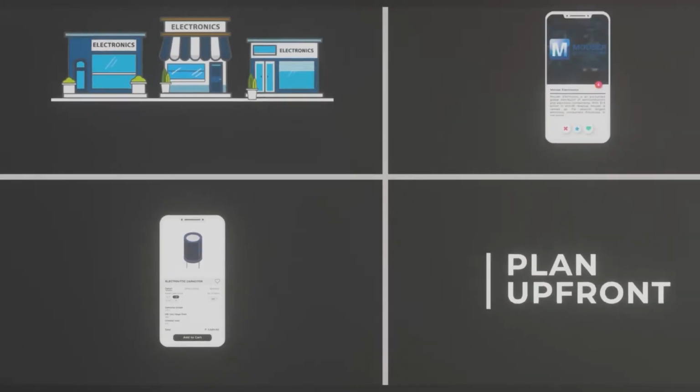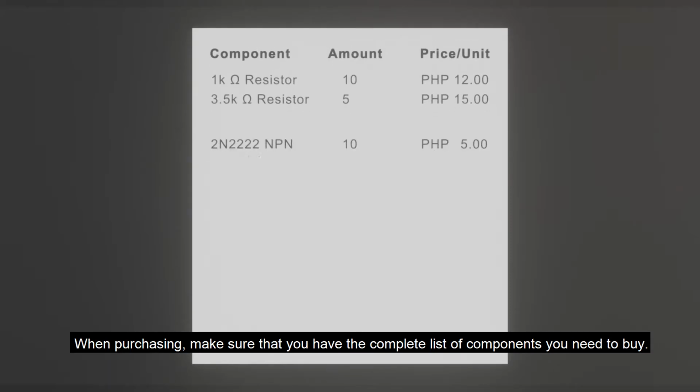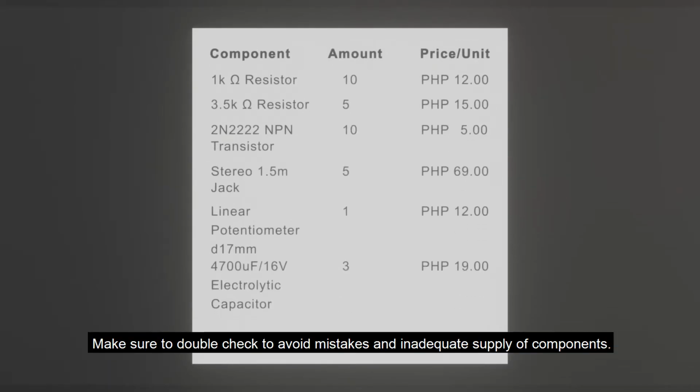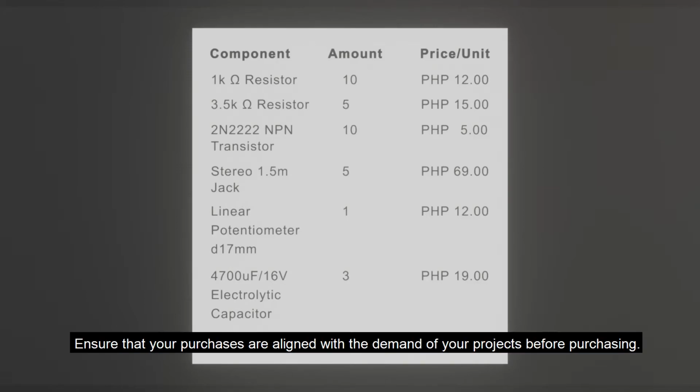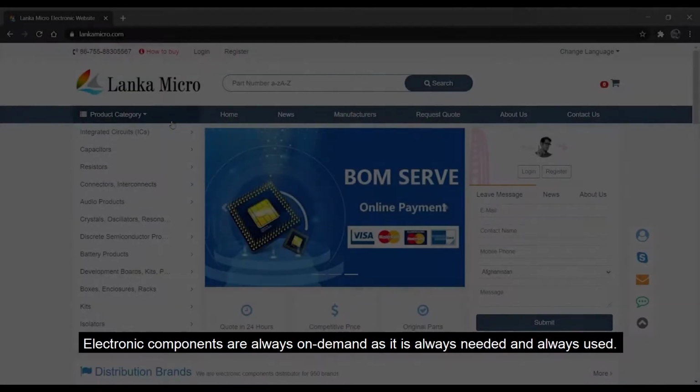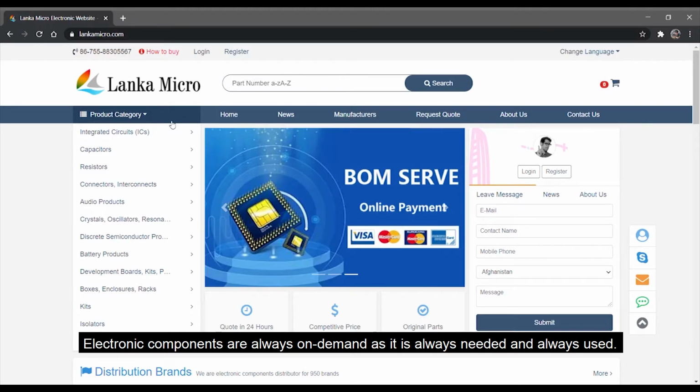Plan upfront. When purchasing, make sure that you have the complete list of components you need to buy. Make sure to double-check to avoid mistakes and inadequate supply of components. Ensure that your purchases are aligned with the demand of your projects before purchasing. Electronic components are always on demand as they are always needed and always used.